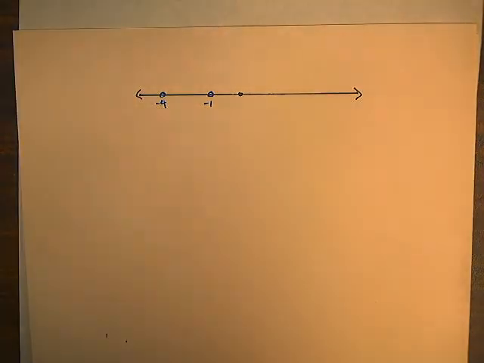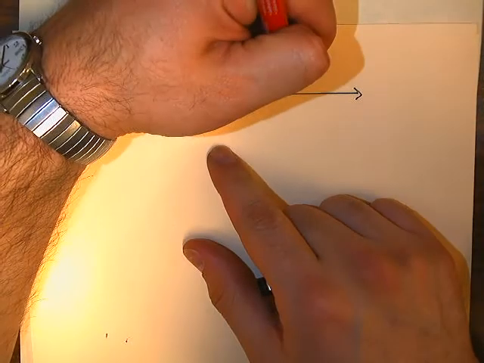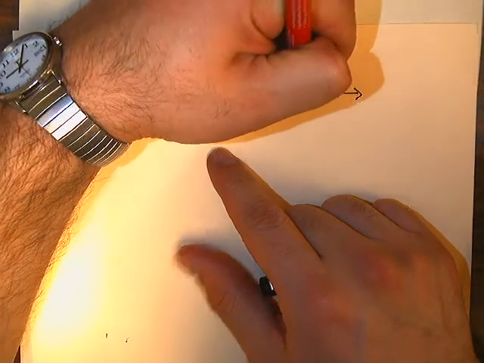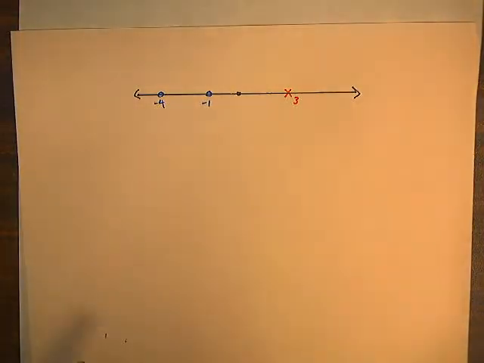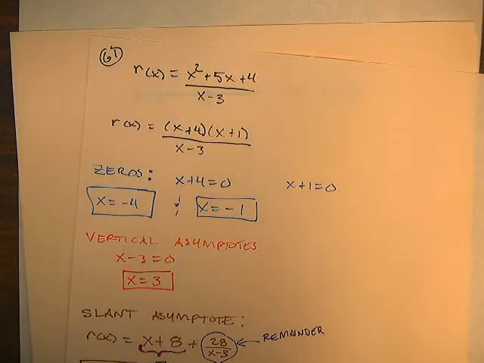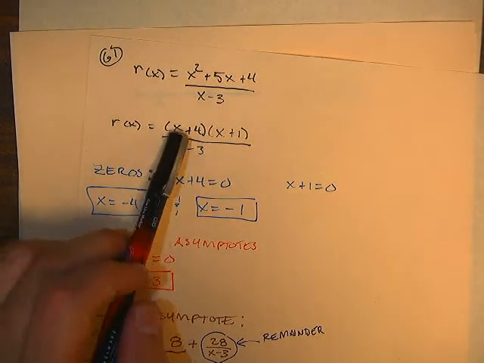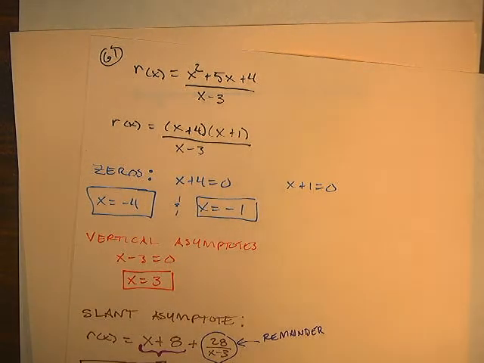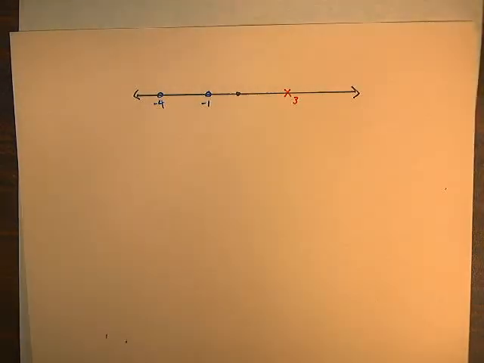I'm going to have a vertical asymptote at x equals 3, which is going to be somewhere around over here. I want to reevaluate my function here just to make sure I don't have any multiplicity I may have missed. Each of these linear factors only shows up once in my equation, so I don't have any multiplicity I need to concern myself with.